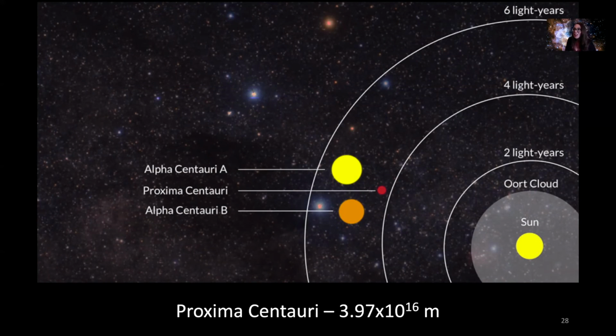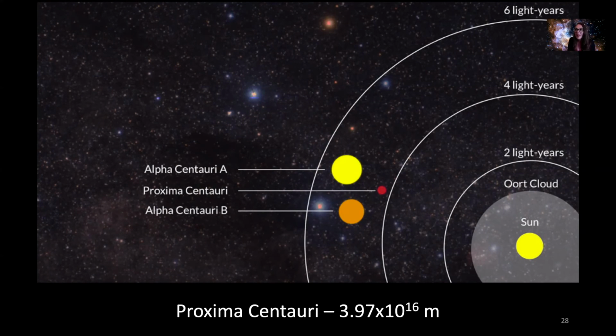The nearest star to us is called Proxima Centauri. It's a small little star called a red dwarf. And Proxima Centauri, even though it's the nearest star to us, is at a distance approximately equal to 4.2 light years. 1 light year is the distance that light can travel in 1 year.